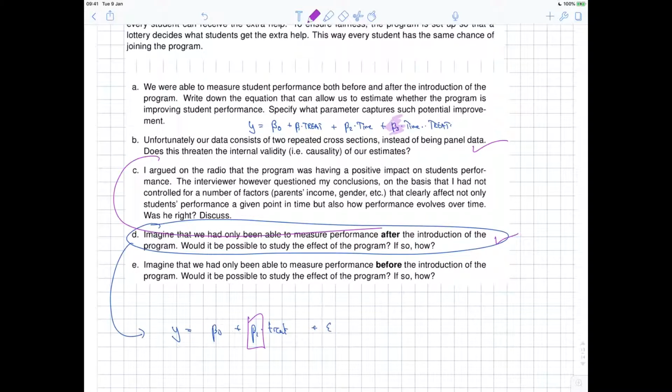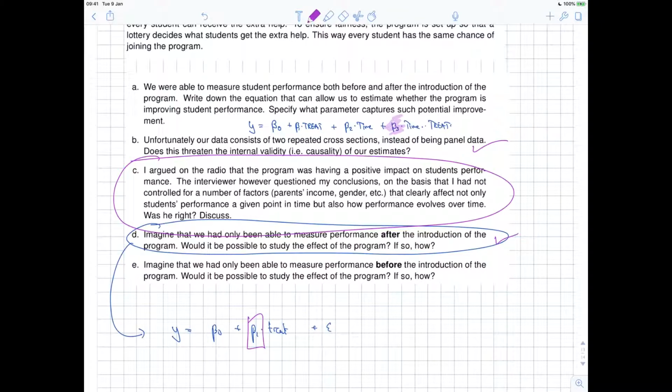How about C? Well, C is again another one of those things that are trying to confuse you because, sure, parental income might differ from individual to individual, but the expectation on the treated group and on the control group is that they're the same. So, sure, they will be different, but in expectations they will be the same. Why? Because of the random nature of the treatment, okay.